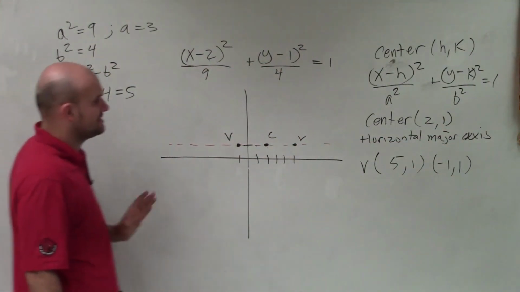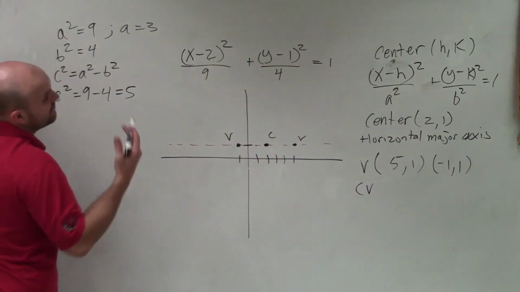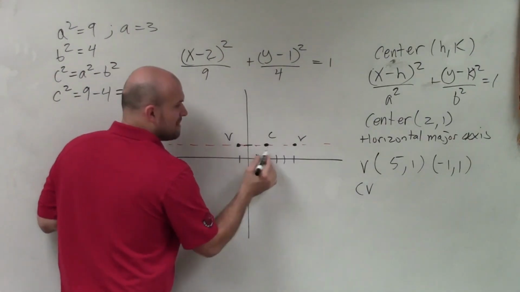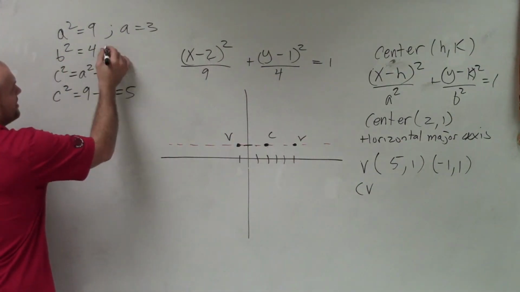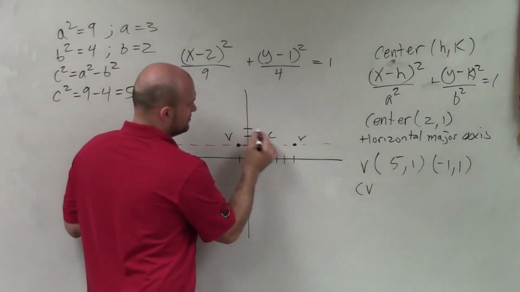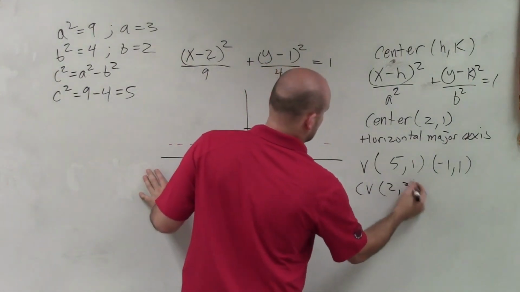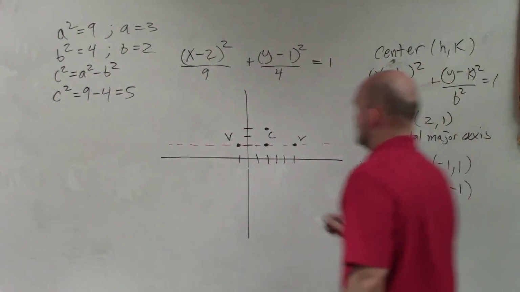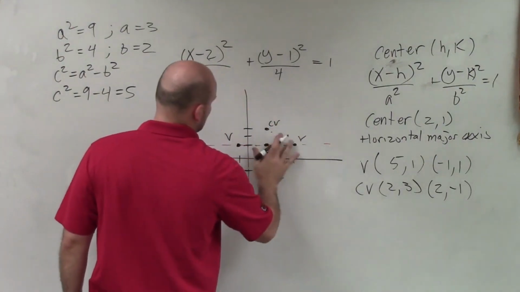The next thing we need to do is identify my co-vertices. So the co-vertices is going to be a distance of b from there. But remember, if this is the major axis, then my minor axis is going to be perpendicular. So now I'm going to be going up and down for my co-vertices. So if b squared equals 4, I can say b equals 2. So take the square root of both sides. So I'm just going to go up 2, so I can say co-vertex is at 2, 3, as well as 2, and just subtract, negative 1. So that's my co-vertex.